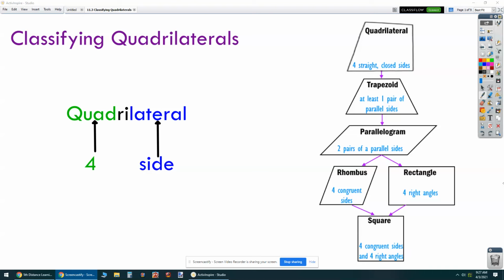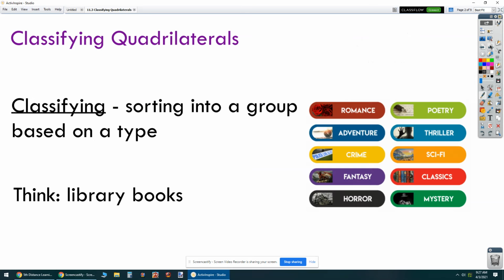Students, today we're going to learn about classifying quadrilaterals, and it's important to learn what quadrilaterals mean. Quad means four, and lateral means sides. So a quadrilateral means a four-sided figure. If you take a look at our chart over here, all these different types of quadrilaterals we're going to learn about have four sides. That's the first rule of being classified as a quadrilateral.